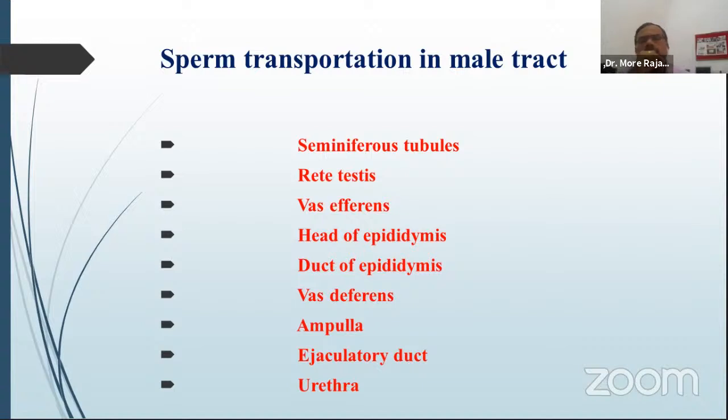Now, this is the actual track by which sperm transportation in the male is carried out. The seminiferous tubule produces sperm, which enters the rete testis, from the rete testis into the vasa efferentia, from the vasa efferentia into the head of the epididymis, then into the duct of the epididymis, further into the vas deferens, then into the ampulla, finally into the ejaculatory duct, and it comes into the urethra.